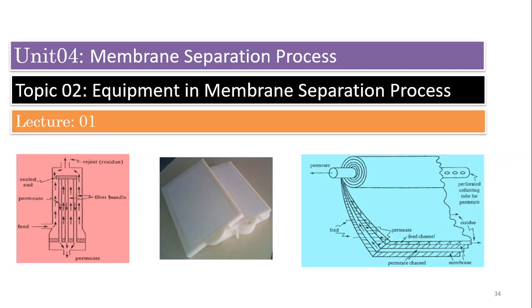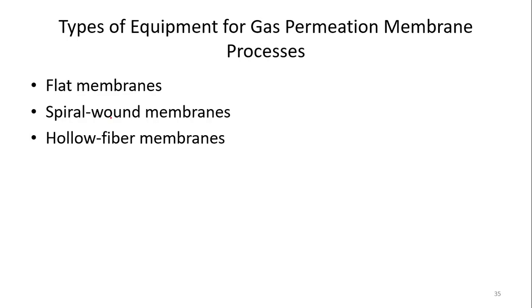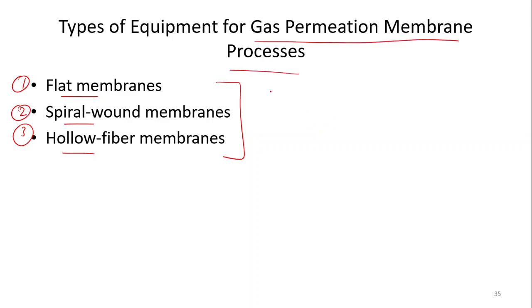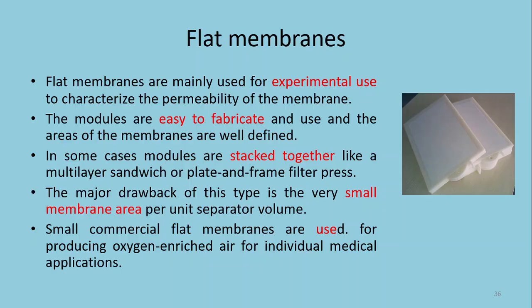So we are going to discuss the equipment used in the membrane separation process in this lecture. We have three different types of equipment. One is flat membranes, second is spiral wound membranes, and third is hollow fiber membranes. These are the very common types of membranes used in membrane processes, and typically in gas permeation membrane processes, we can use this type of membranes.